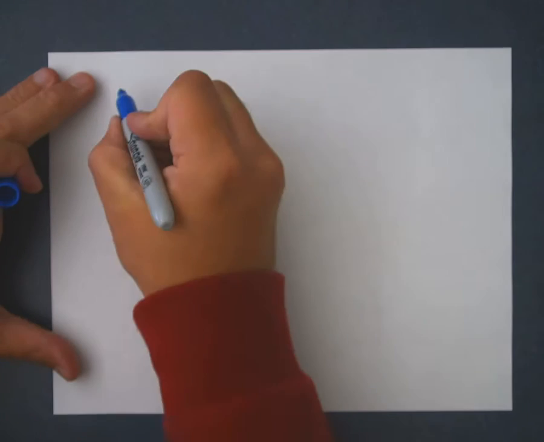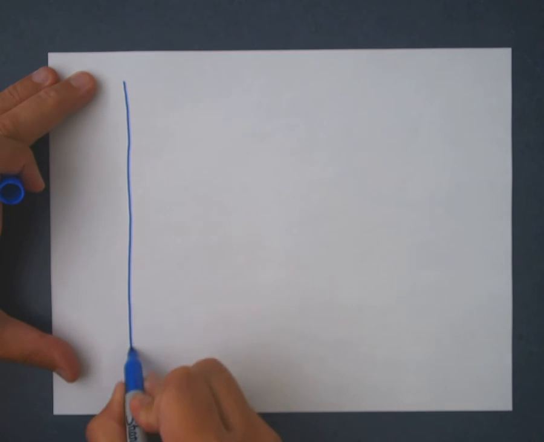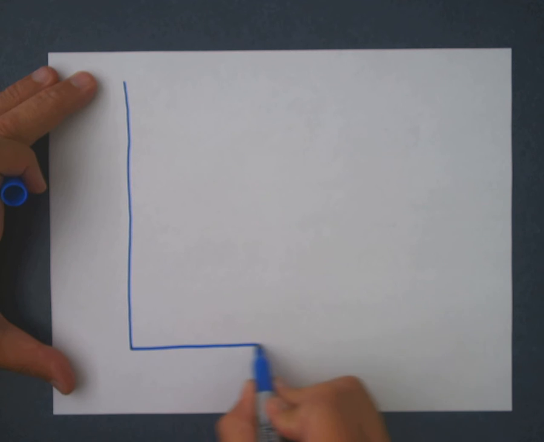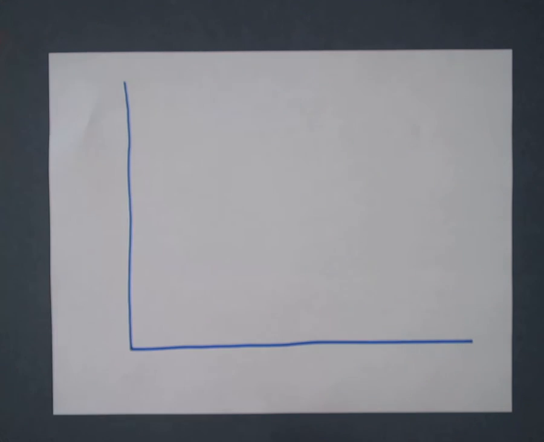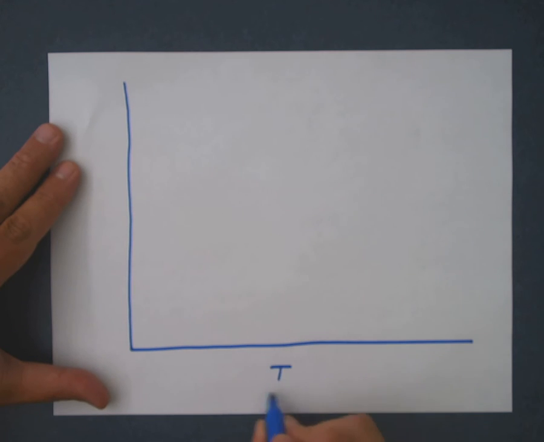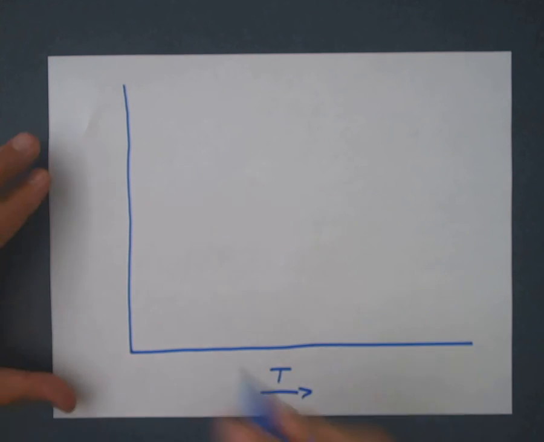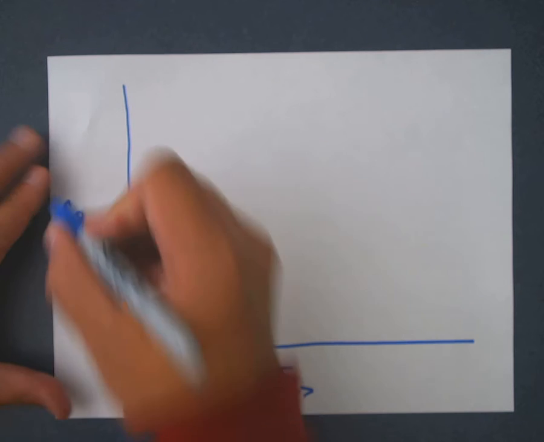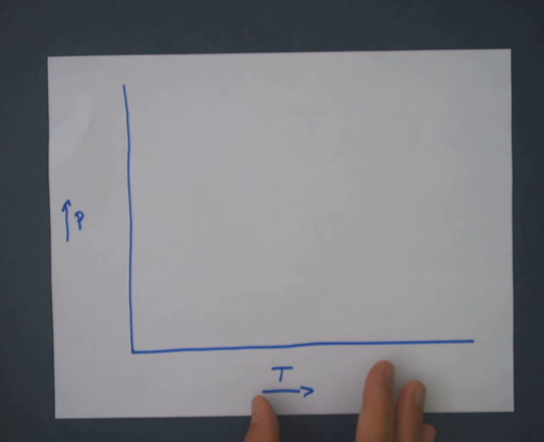So here we go. I'll move the camera back down to this sheet here. If you want to make your own phase diagram, you can get a big, giant graph. We're going to do a lot of labeling on this, so I'm going to use the whole sheet of paper. On this axis, we have temperature increasing, and on this axis, we have pressure increasing.